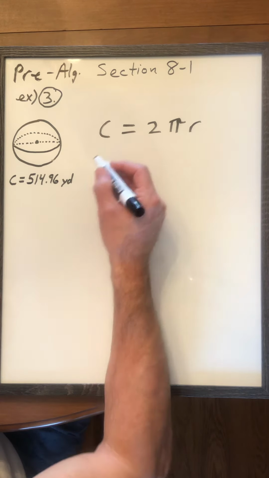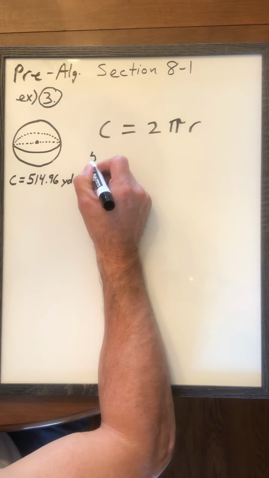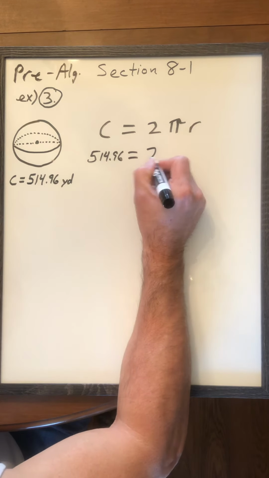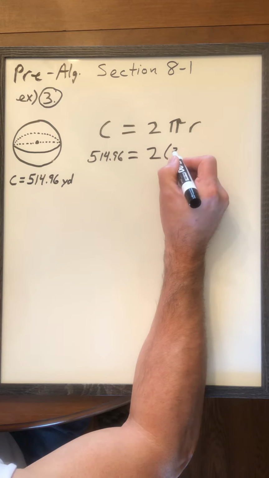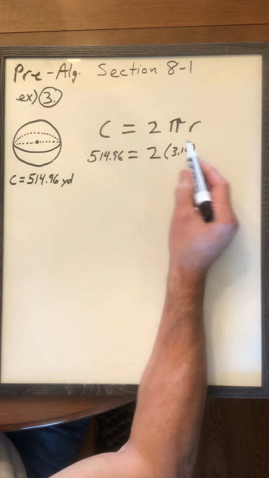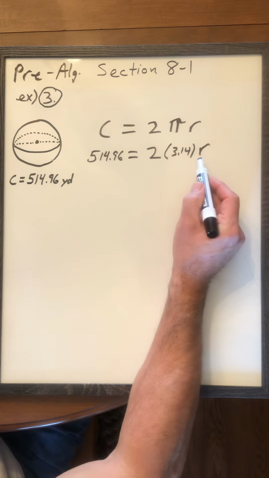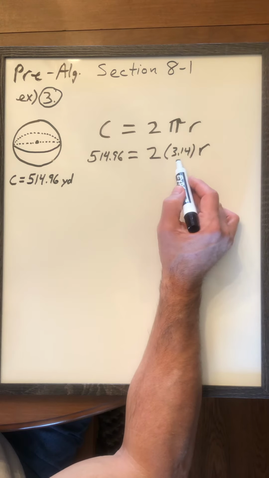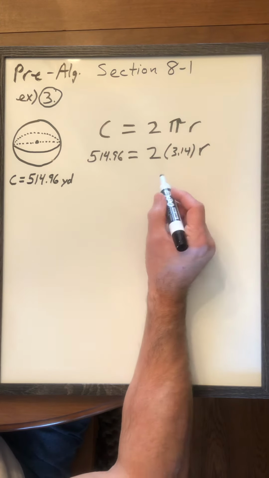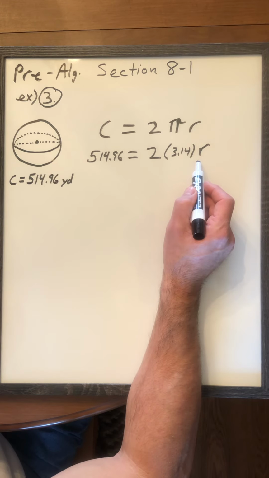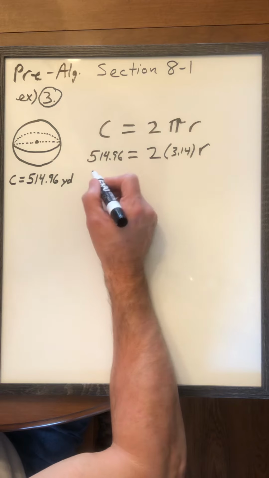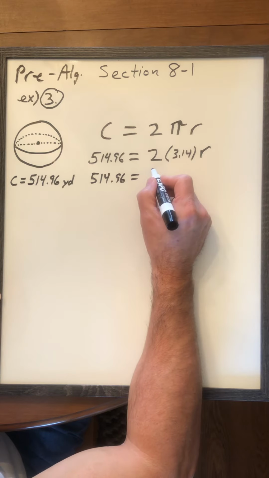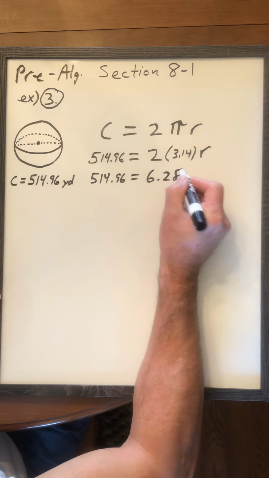The circumference, now, we know what that is, so we're going to plug that in. 514.96 equals 2, and then we're going to plug in 3.14. We need to do that now for pi because we're looking for the r, and so the r has to be in there, so we have to put the 3.14 in for pi at this point because we got to find r, the radius. So now I'm going to multiply 2 times the 3.14, so I've got 514.96 equals 6.28 r.